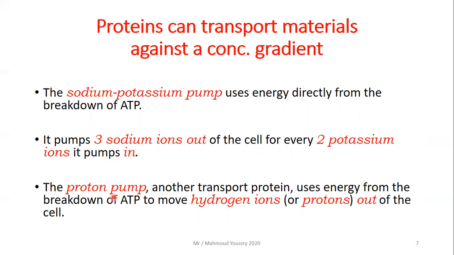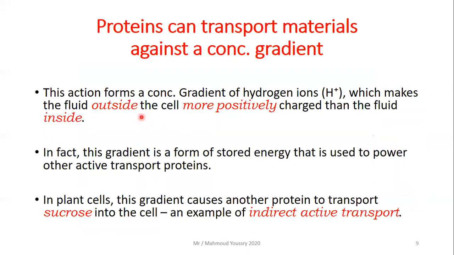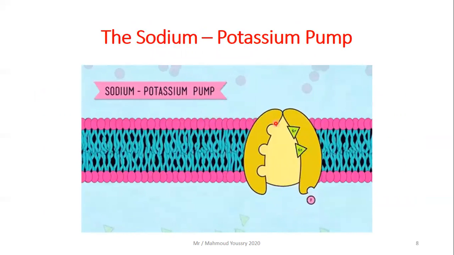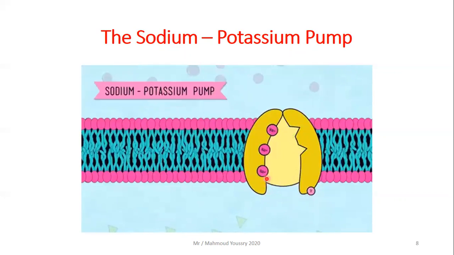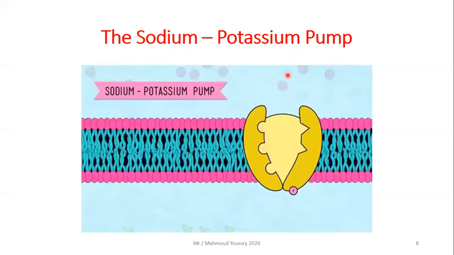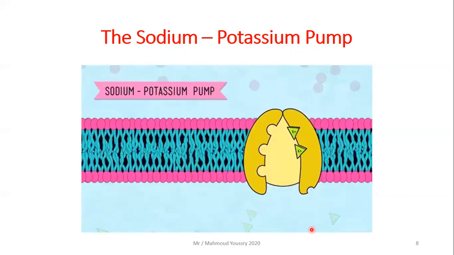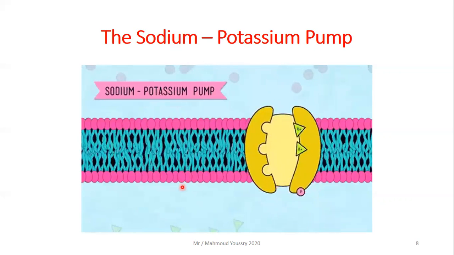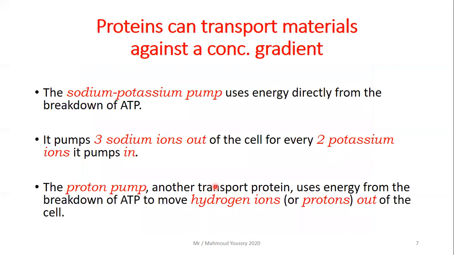Another example is the proton pump, a transport protein that uses energy from the breakdown of ATP to move hydrogen ions, or protons, out of the cell. And here is the sodium-potassium pump. As you can see, this is within the cell membrane. For every 3 sodium ions moved outside the cell, it brings 2 potassium ions inside the cell using the energy of ATP directly. The second one, as we said, is the proton pump.